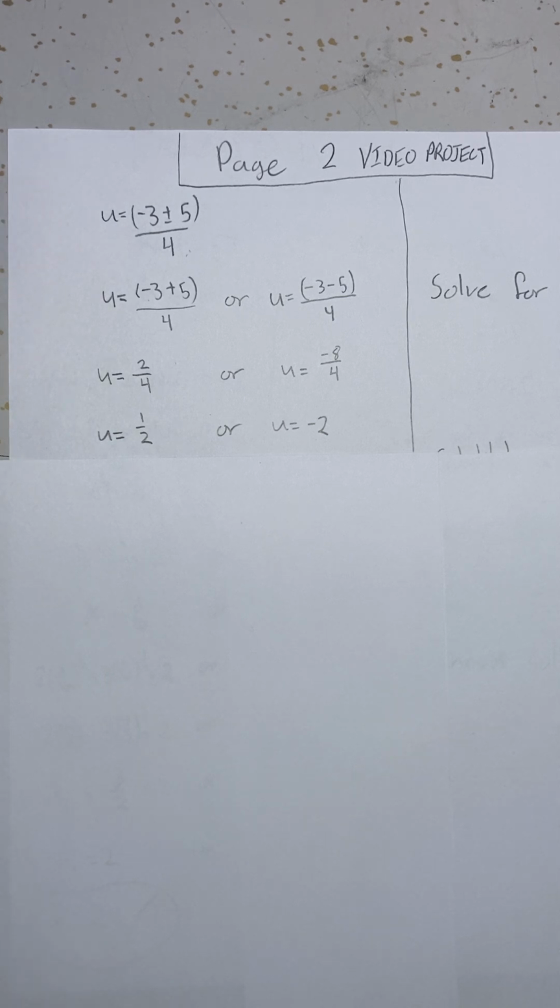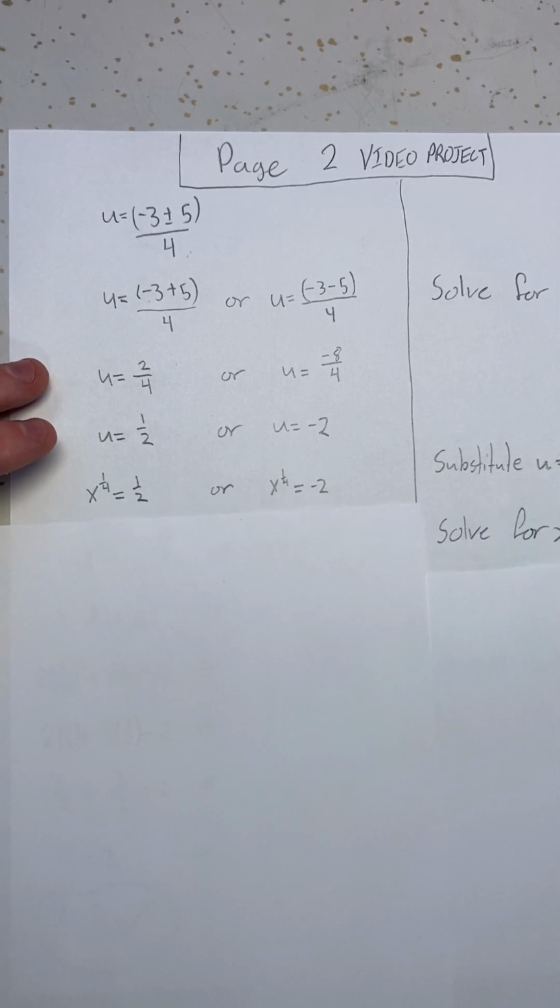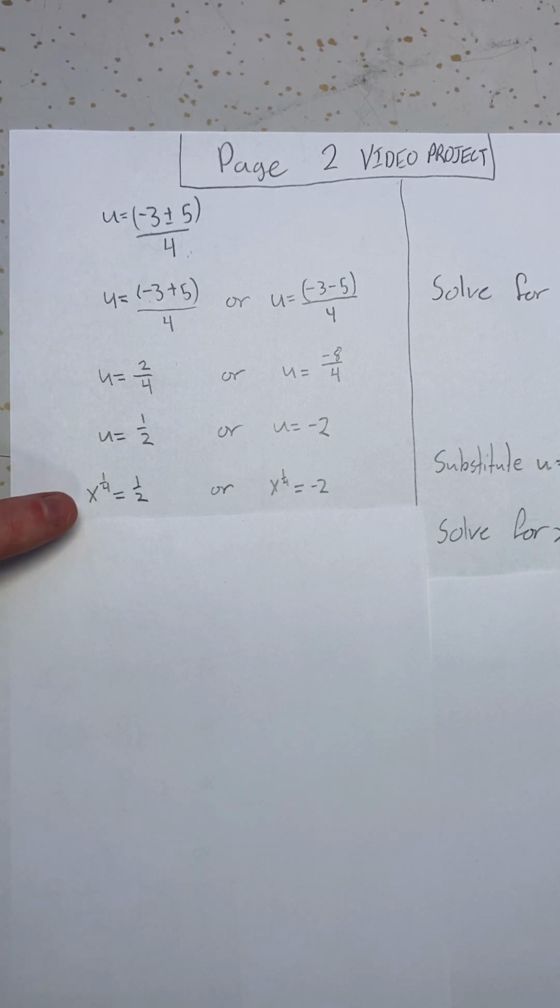Now we need to put back in our x to the 1/4 power, because that's what u represents. So that substitution turns into x to the 1/4 power equals 1/2, or x to the 1/4 power equals -2. We need to solve for x. I'm going to work down the left side problem first and check my work and see which one works.